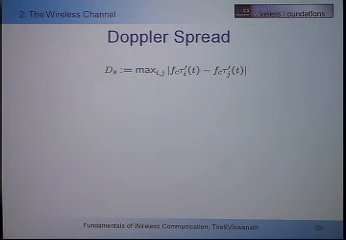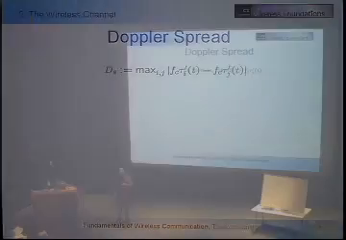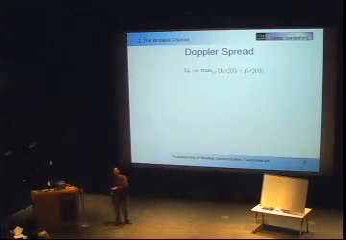Are they related? No, they're not related. They're nothing to do with each other. Because the delay spread is the range of the delays themselves. The Doppler spread is the range of the rate of change of the delay. So one is the derivative, and the other one is the quantity itself. So they have nothing to do with each other.